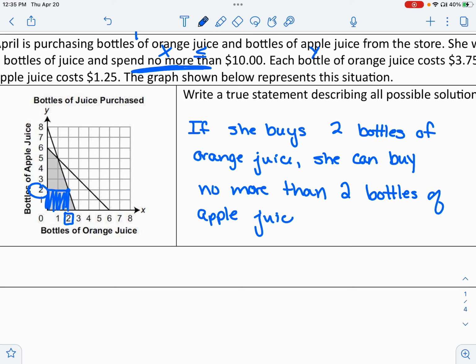In your notes, I'll try to have some fill in the blanks there because that was just a lot to take. So I'll try to have some fill in the blanks about 2 bottles and no more than 2 bottles of apple juice. I think that will probably be the most helpful thing for you.